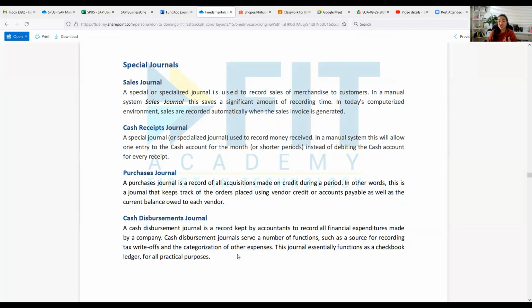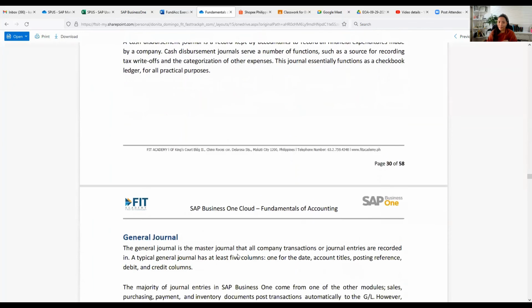Cash disbursements journal. A cash disbursement journal is a record kept by accountants to record all the financial expenditures made by a company. Cash disbursement journals serve a number of functions, such as a source for recording tax write-offs and a categorization of other expenses. This journal essentially functions as a checkbook ledger for all practical purposes.